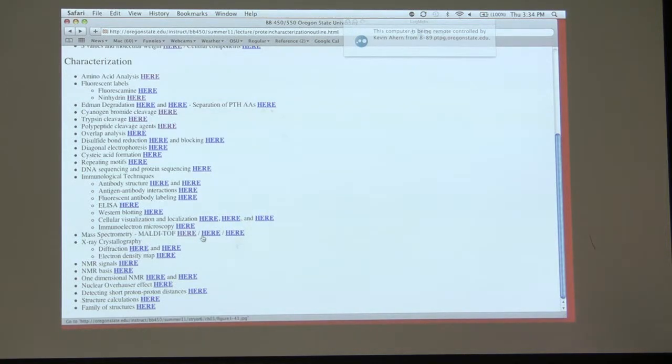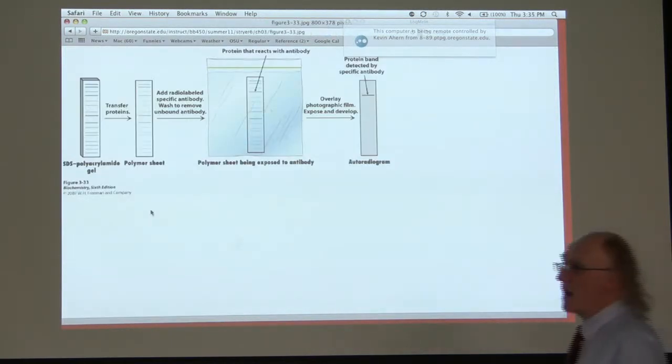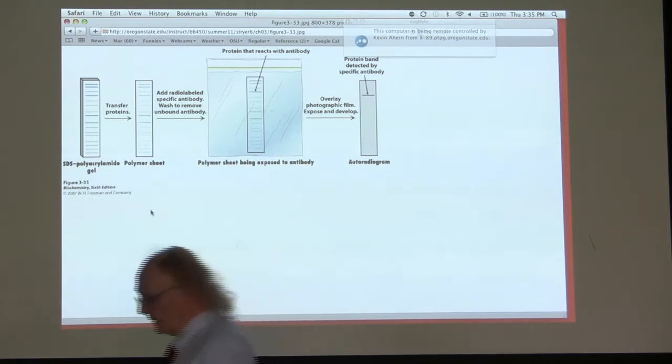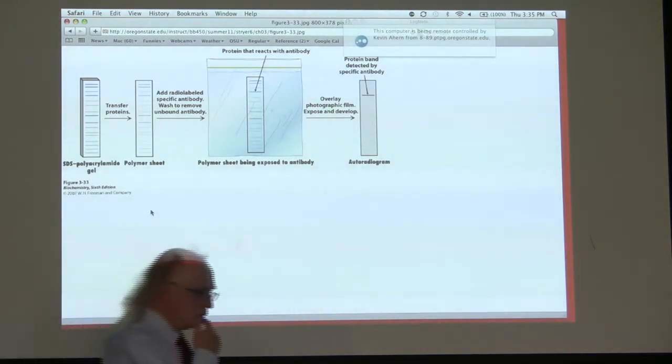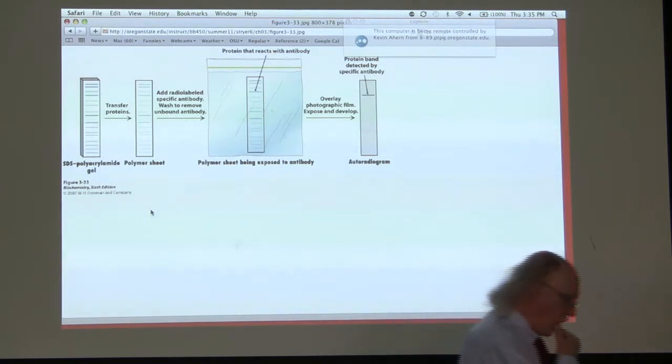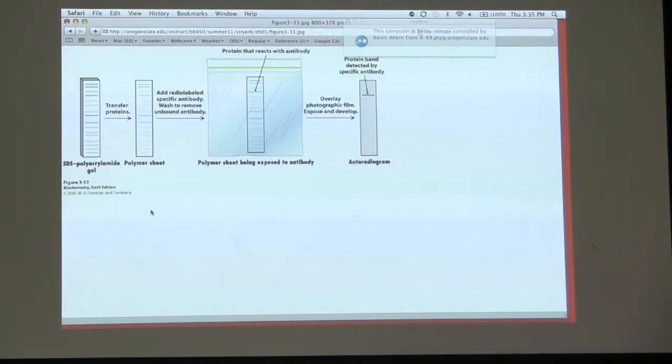Let's see. I said I would talk about Western blotting. Let's talk a little bit about Western blotting, and then I'm going to move on to talking about hemoglobin. All right. Western blotting is one last technique that combines a couple of things. So we talked about 2D gel electrophoresis, and you saw how I did 2 different things to do that. Western blotting uses another approach to identifying proteins of interest.